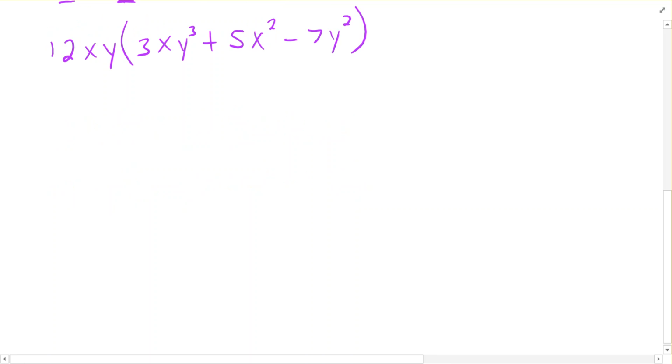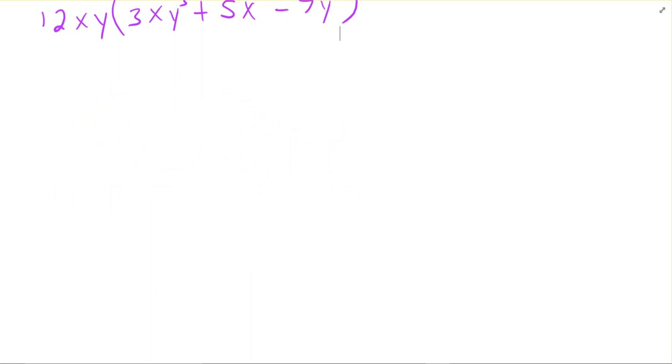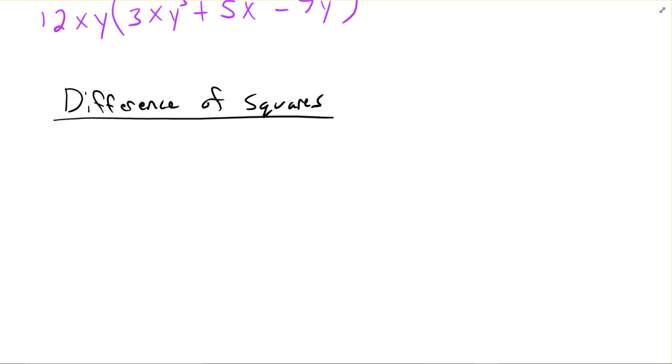Okay, moving on. New concept here. We're going to be dealing with difference of squares. Okay, so what we're going to do, I'm going to actually go backwards here first. So an example of a difference of squares, first off, would be something like 4x squared minus 9. That's what we're talking about. This is a difference of squares. But to show you how you can get something that looks like this, let's kind of go in reverse.